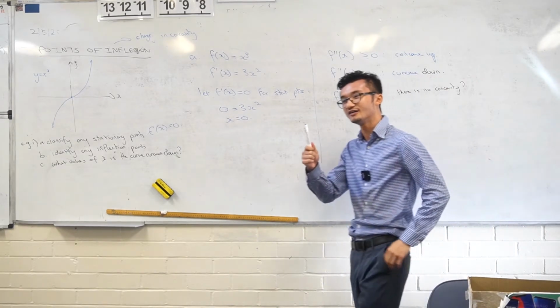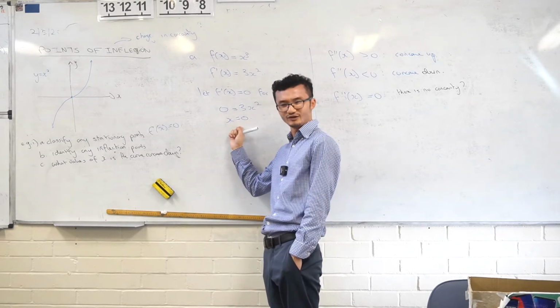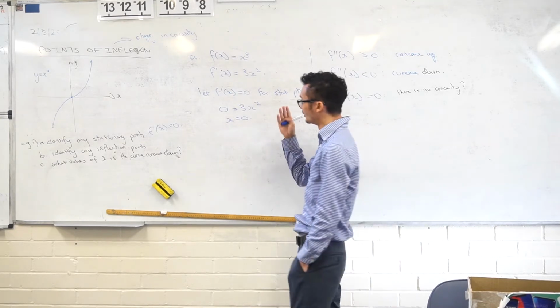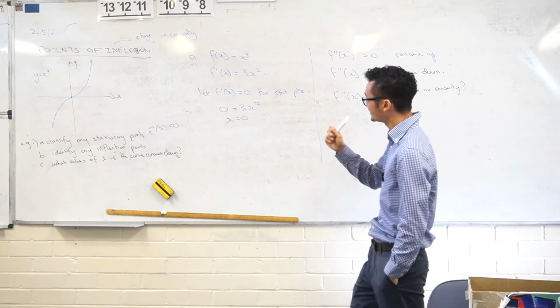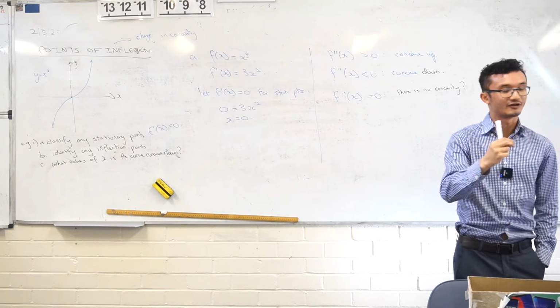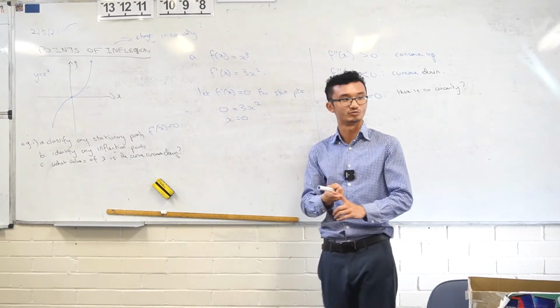Now, remember that, first of all, is this a point? No, it's an x value, right? So, first of all, this is not even close to answering the question. The second thing is, how did we actually classify our stationary points? We had to do something in order to actually determine what type of stationary point this was.